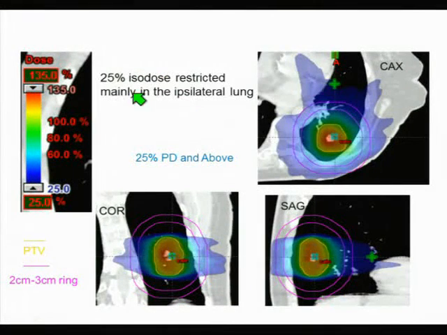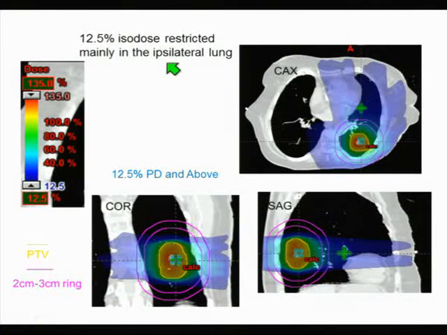So here's the 25% dose distribution. It's basically mostly restricted in the ipsilateral lung because I'm only using ipsilateral arcs. I don't go through the other side of the patient to get to here. So this is the distribution, and 12.5% is also mostly restricted in the ipsilateral lung.